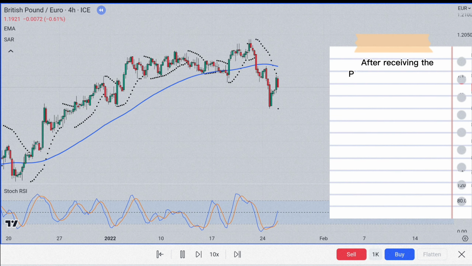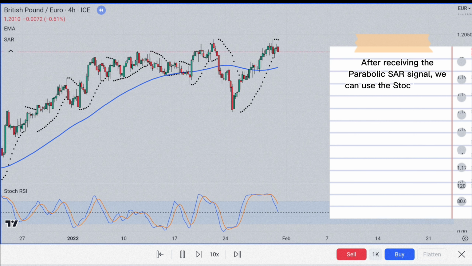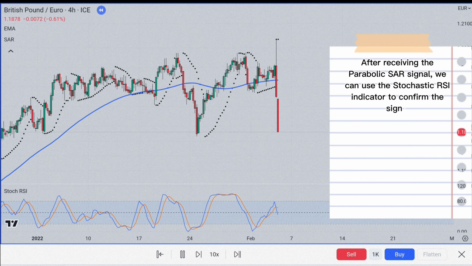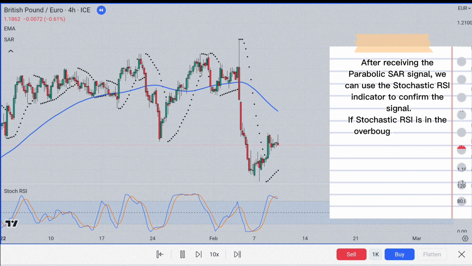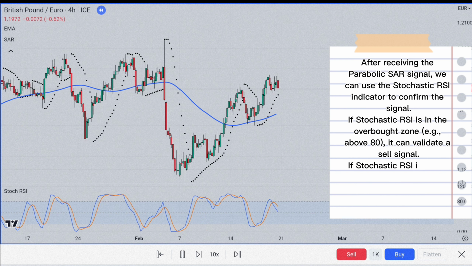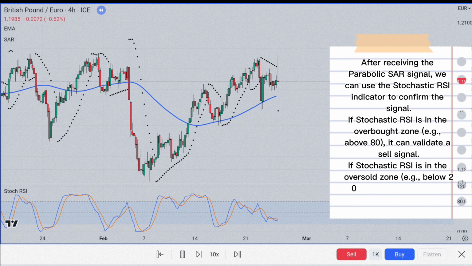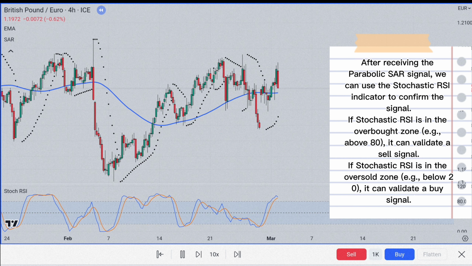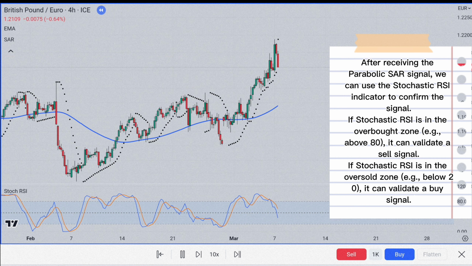After receiving the parabolic SAR signal, we can use the stochastic RSI indicator to confirm the signal. If stochastic RSI is in the overbought zone, e.g., above 80, it can validate a sell signal. If stochastic RSI is in the oversold zone, e.g., below 20, it can validate a buy signal.